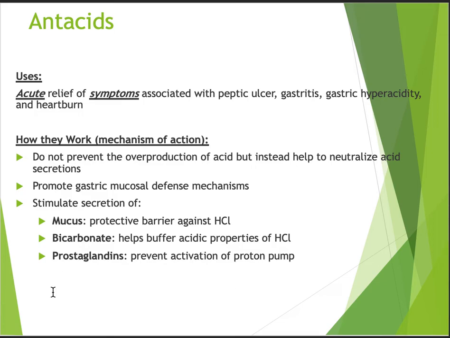It just neutralizes it. It also promotes the creation of our defense mechanisms in our stomach, okay? So it stimulates the secretion of that mucosal barrier that we have. And remember, that mucosal barrier is what protects the actual stomach cells, the organ itself, from the acid that is produced. Your antacids stimulate the secretion of prostaglandins. And remember, prostaglandins actually help to secrete that mucus barrier, and prostaglandins also prevent activation of that proton pump.